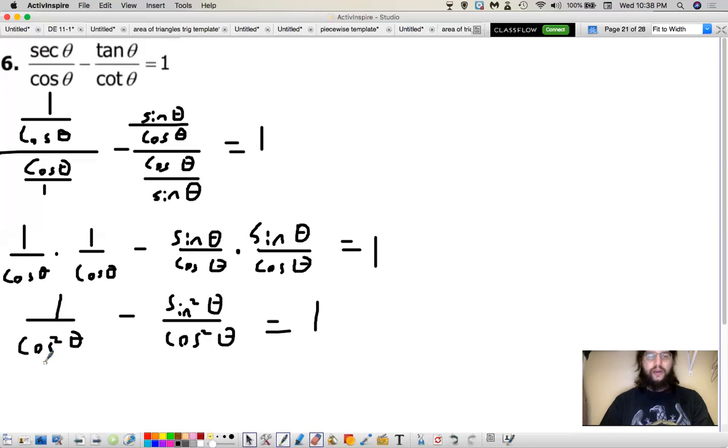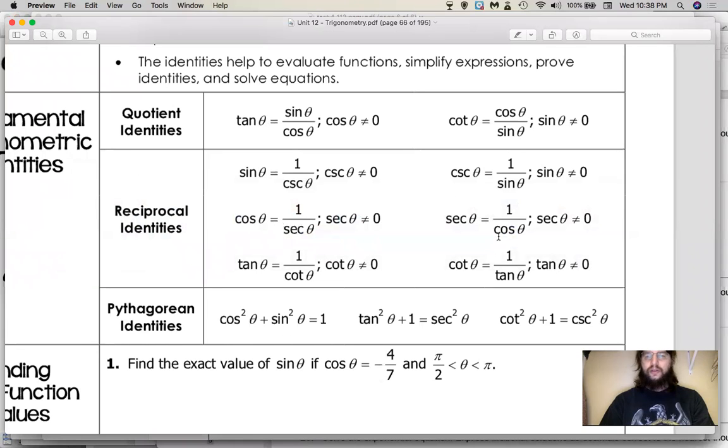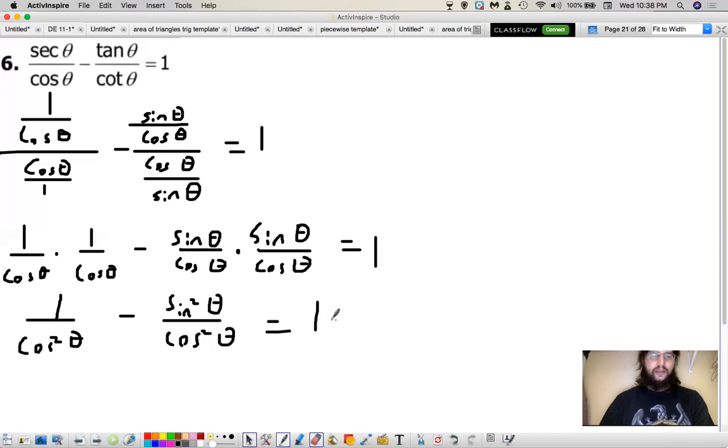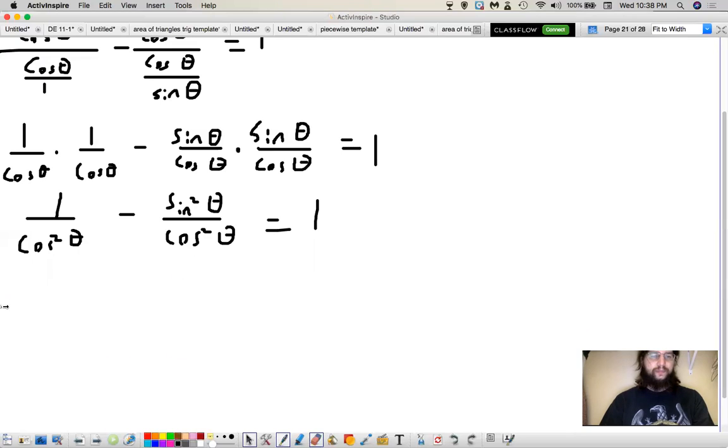It's 1 over cosine squared. That's secant squared, right? Cosine's 1 over secant, so 1 over cosine squared is secant squared. And then we have sine over cosine, that's tangent. I'm dealing with secant squared and tangent squared. All right, that right there, that's my Pythagorean identity. Let's write in terms of secant and tangent. So secant squared theta minus tangent squared theta equals 1.